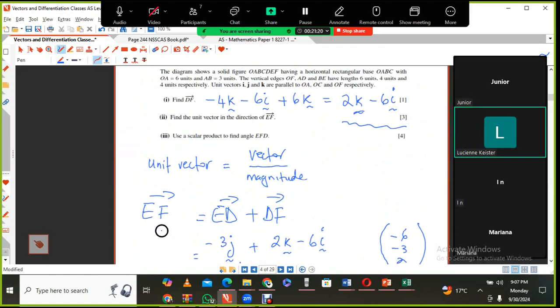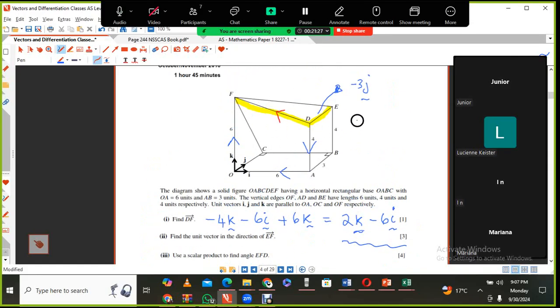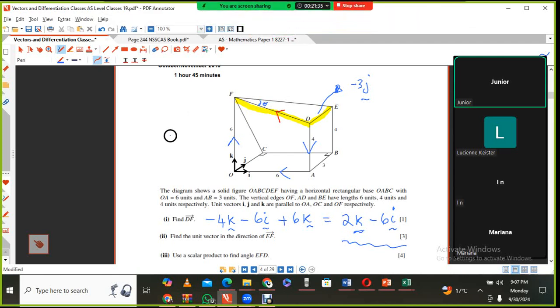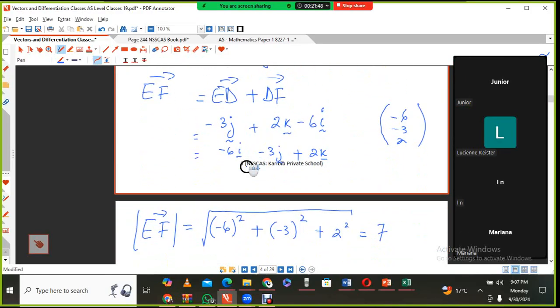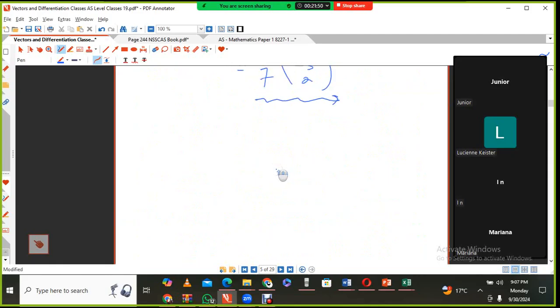There is an angle that we have to find. We have to find angle EFD. If we go back to our diagram, EFD is this little angle over here. Can you see that angle there? In order for us to calculate that angle, we have to have EF, we have to have DF, which we already calculated. Okay, so I'm going to write those things down. And we also need to have their magnitudes.